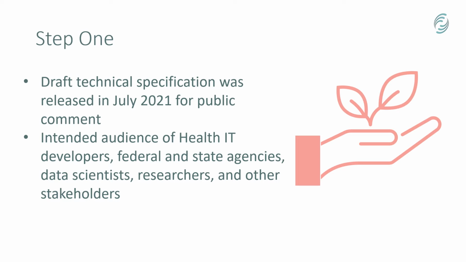In July 2021, a draft technical specification was released for public comment. This document has a broad intended audience including health IT developers, federal and state agencies, scientists, researchers, and other stakeholders. The scope of this first version includes both current and historical addresses, domestic and military addresses, addresses in the 50 states and territories, and both mailing and physical addresses. The document also includes guidance for when some or all of the address is unknown.